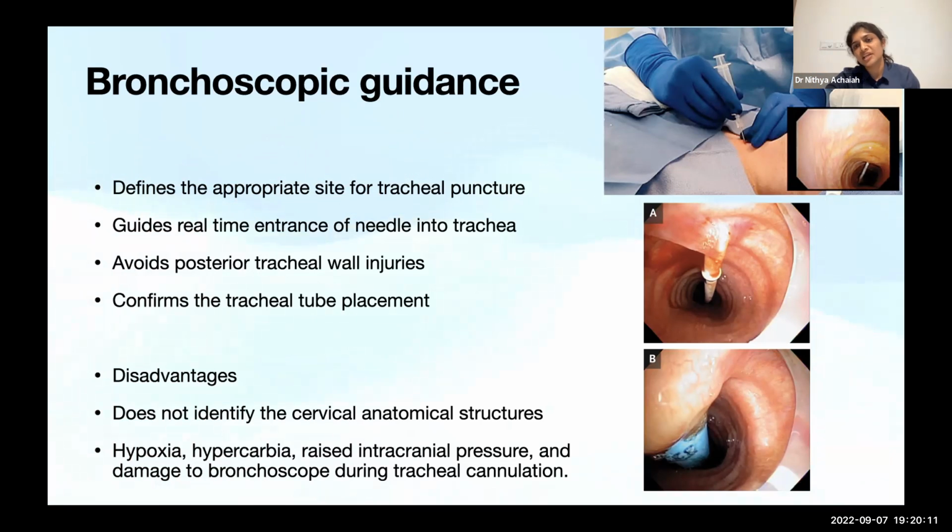And also, once the tracheostomy tube is inserted, the bronchoscope can confirm the position of the tracheostomy tube by direct visualization. The disadvantage is that it does not identify the cervical anatomical structures, and also because of the introduction of the bronchoscope through the ET tube, there can be hypoxemia, hypercarbia, raised ICP, which may not be preferable, especially in patients who already have a neurological condition. And sometimes the bronchoscope can be damaged by the introducing needle.